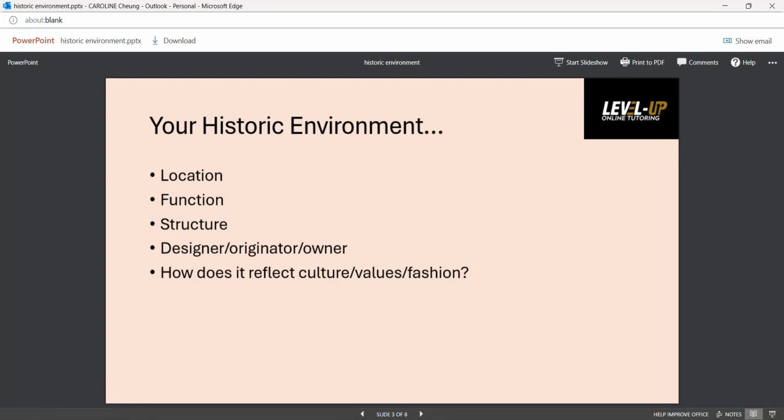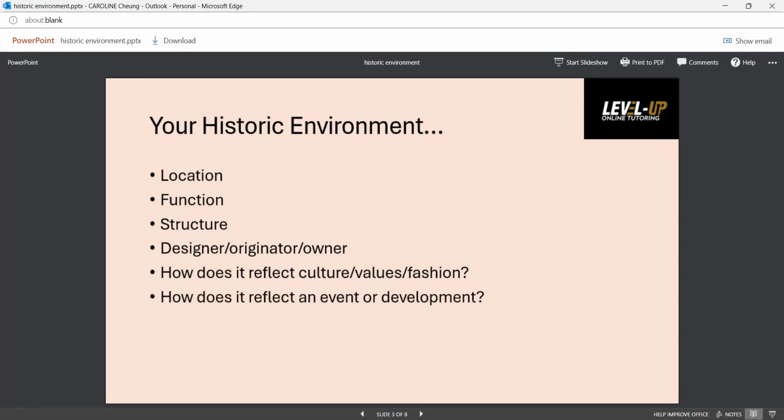So a big question, how does that building or site reflect the culture, the values of the society at the time, or maybe even the fashion of the time? How were people building? What was kind of the fashion? So again, for this one, there are some that don't necessarily apply. So it might be you look at your site and you go, well, I get how it reflects the culture and the fashion, but it doesn't really reflect the values. Don't panic. It might just be that that particular site doesn't do that.